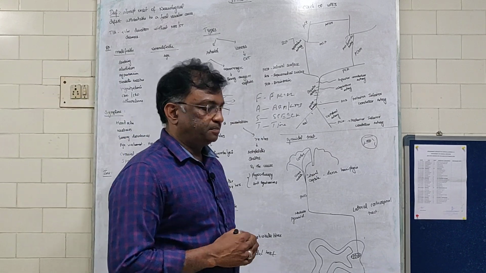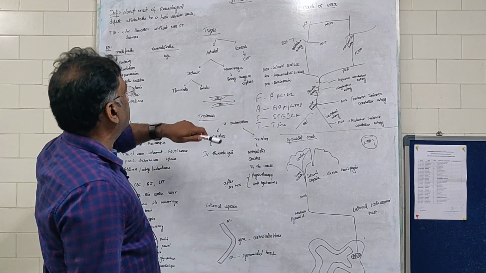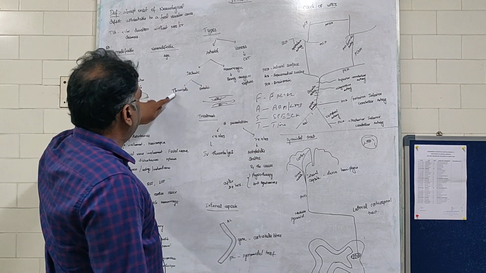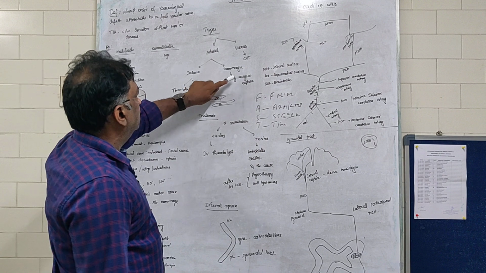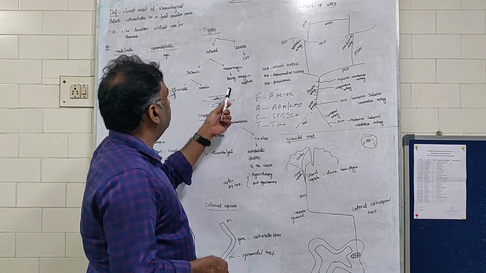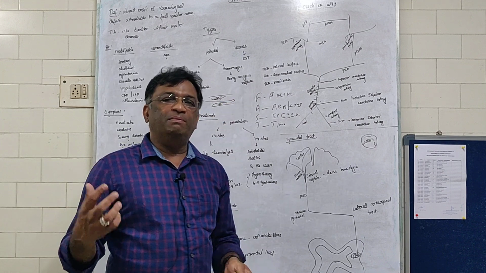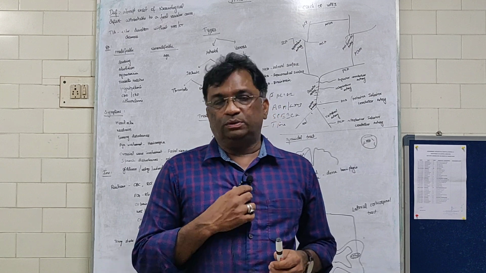So remember, stroke can be ischemic or hemorrhagic. 75 to 80% is ischemic stroke. It can be thrombotic or embolic. Hemorrhagic strokes are mostly because of hypertension as the risk factor. It can be from an aneurysm or an AV malformation. Okay. I hope you understand this class. Thank you.